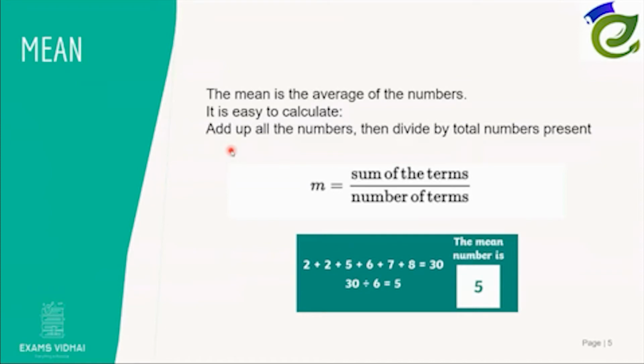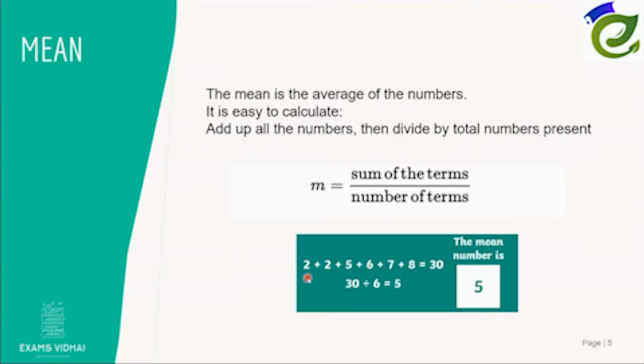Mean. There are three central tendencies: mean, median, and mode. So in this slide you'll be learning about mean. Mean is the average of numbers. It is very easy to calculate. It is the sum of numbers divided by the total number of terms present.